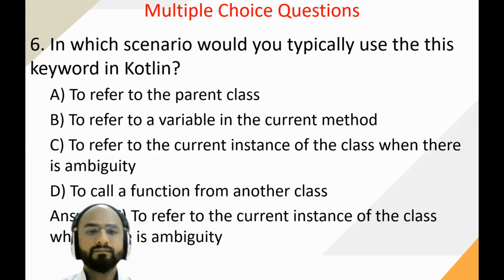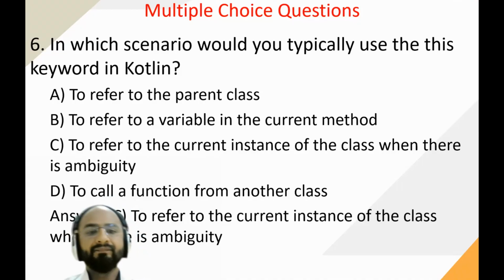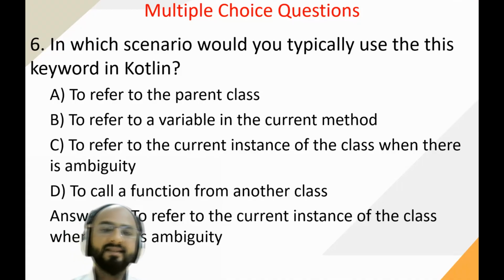Question number 6. In which scenario would you typically use the this keyword in Kotlin? At which scenario do you need to use the this keyword? A, to refer to the parent class. B, to refer to the variable in the current method. C, to refer to the current instance of the class when there is an ambiguity. D, to call a function from another class. So the right answer is C.